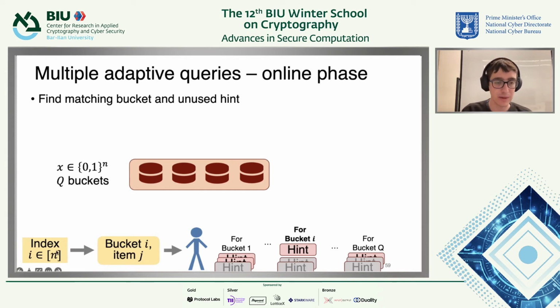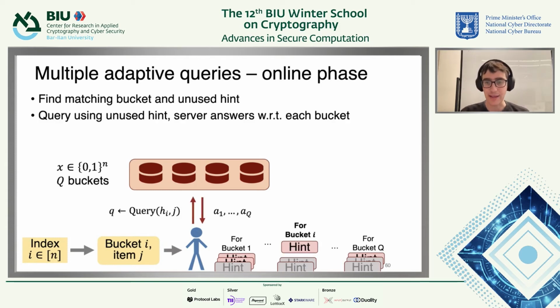Let's see how. Once the client gets a particular index that it wants to read, first of all, it finds, there's a little bit of an overload, the I here appears twice, but just imagine it knows that this index of interest is in bucket number I and it's item number J. The client can know this just by looking at the random partition of the sets. And the client also finds one of the hints for that bucket that hasn't been used so far. Each hint will be used only once, but hopefully there will be one that's still unused for that set.